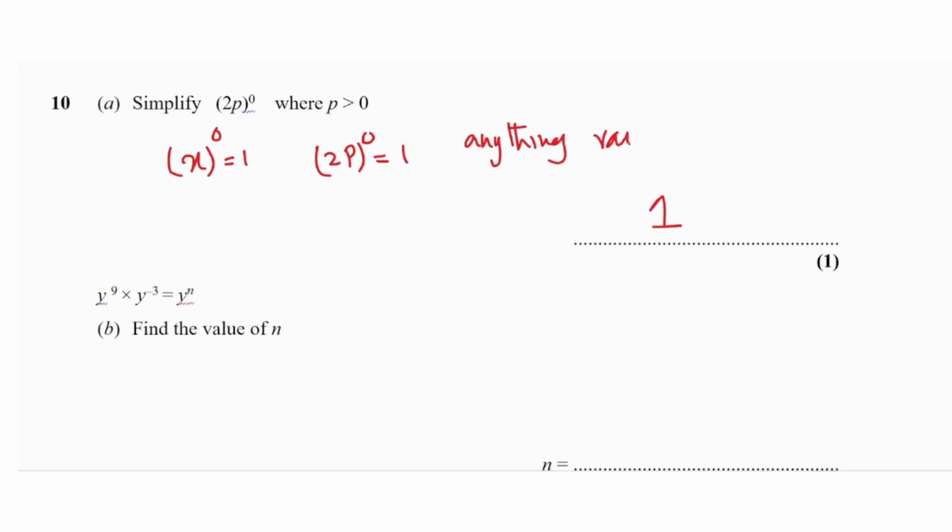Anything raised to the power 0 is 1. Okay, you're going to remember this rule. Anything raised to the power 0 is 1. Now we're going to move on to question number 10 part B.